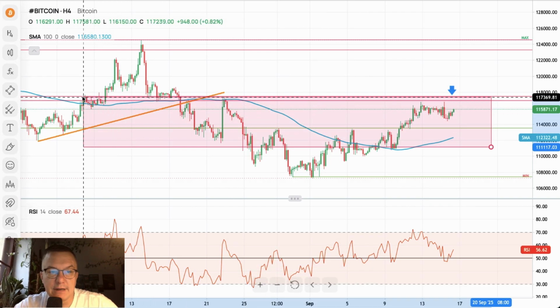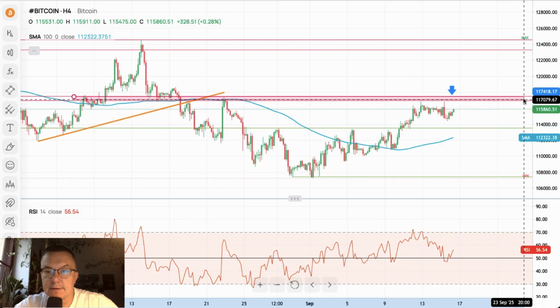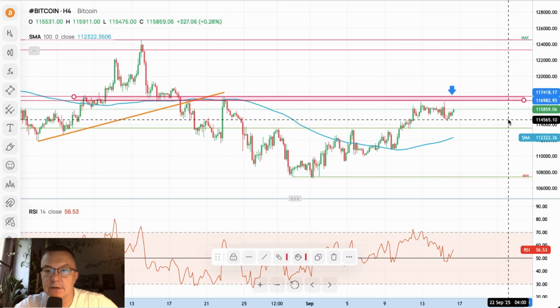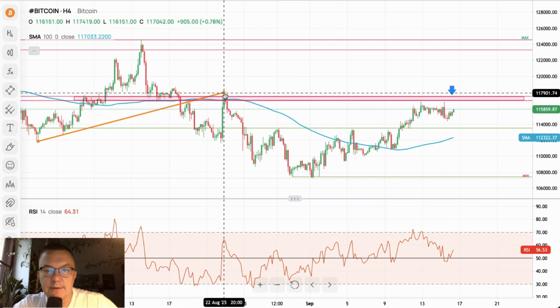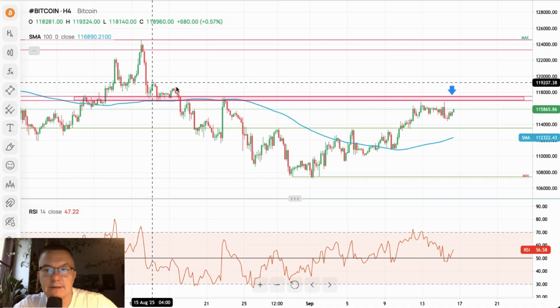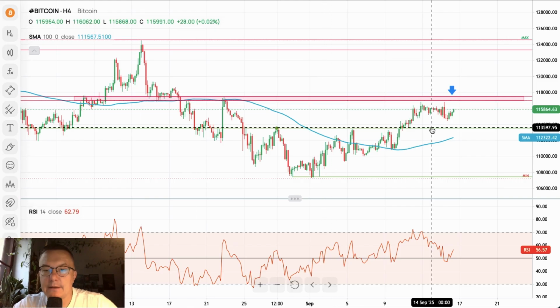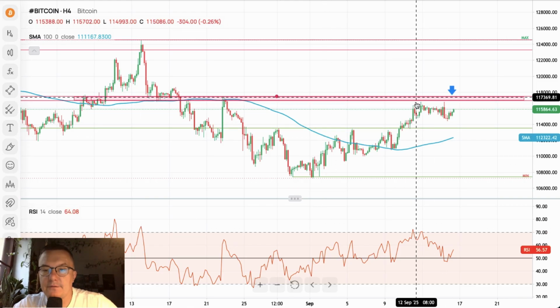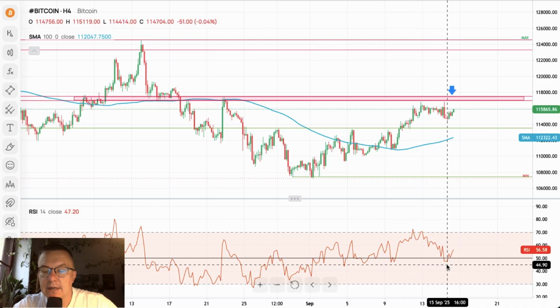So you can see this area is quite old. It was established in the beginning of August, and that's why it's quite important. We need to break above this area in order to see higher levels like 118,000, 119,000, and then eventually the market can go as high as 124,426, the swing high.